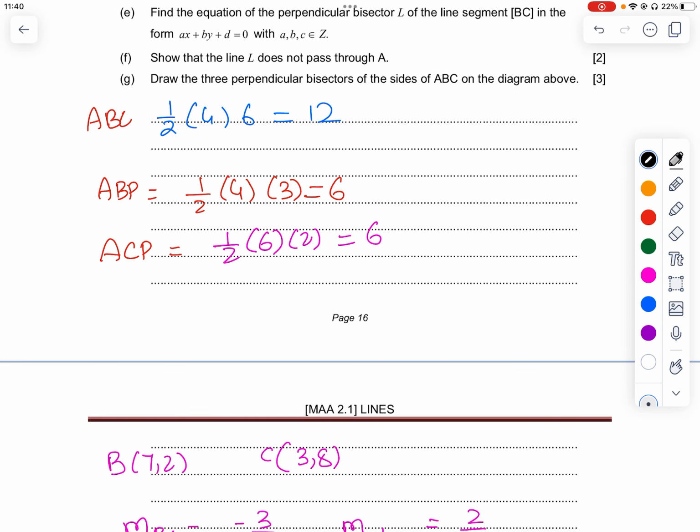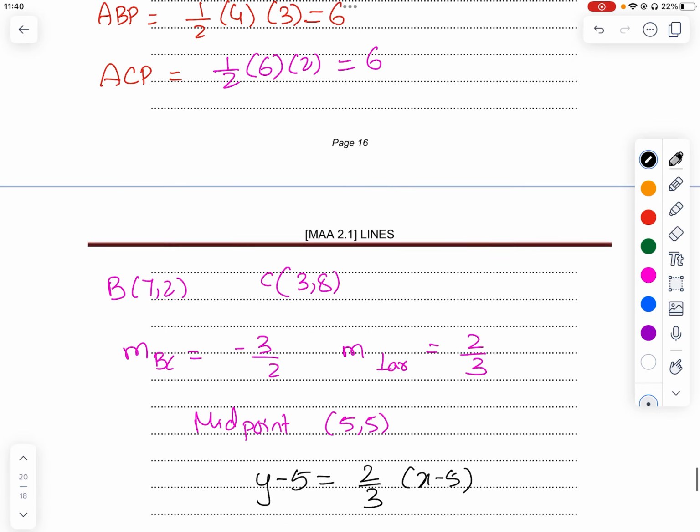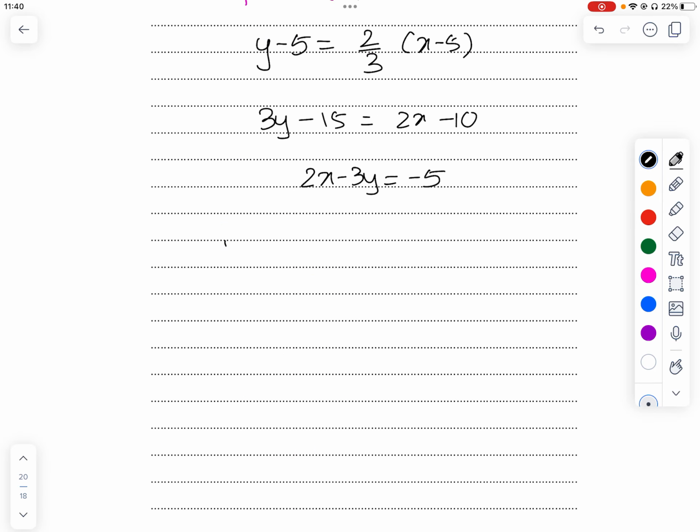Show that the line L does not pass through A. So what's the point A? A is (3, 2). So plug in that one. 2 times 3 minus 3 times 2 equals negative 5. It's not possible. So therefore, what is the case? It does not pass through.